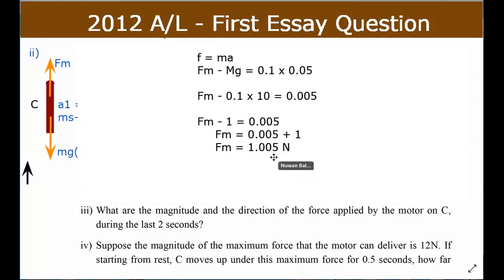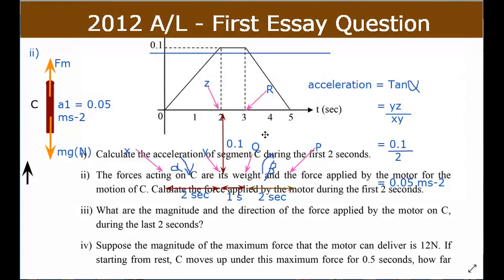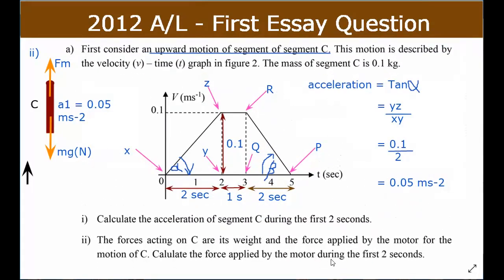Right. Please write them. If not, take a screenshot. I want to erase. So during the last 2 seconds, it has a deceleration. Right. So please write for Roman number 3. Let me take the graph. This is the graph.